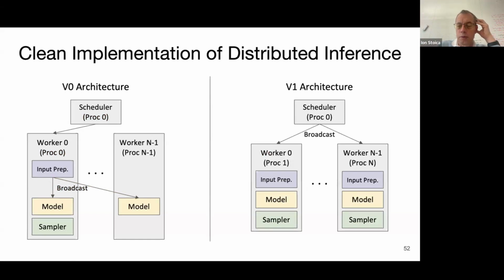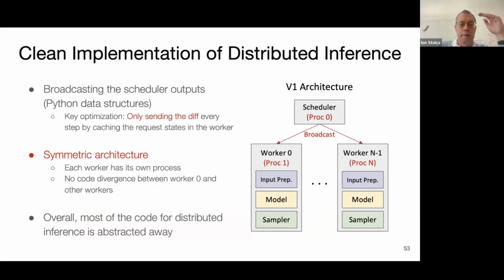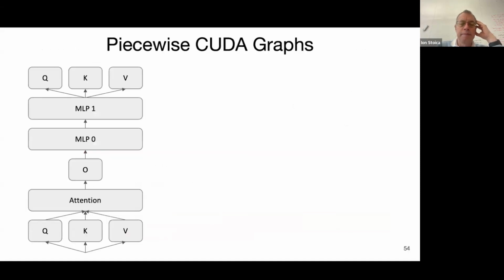We also have those two processes here, if you remember. Basically, we broadcast at the top. So we broadcast the Python data structures, which are much smaller than the entire tensors, because tensors exist after you do the embeddings. At the same time, you can also do a diff on this Python data structure, so you can broadcast only the differences. So it's much more efficient, okay?